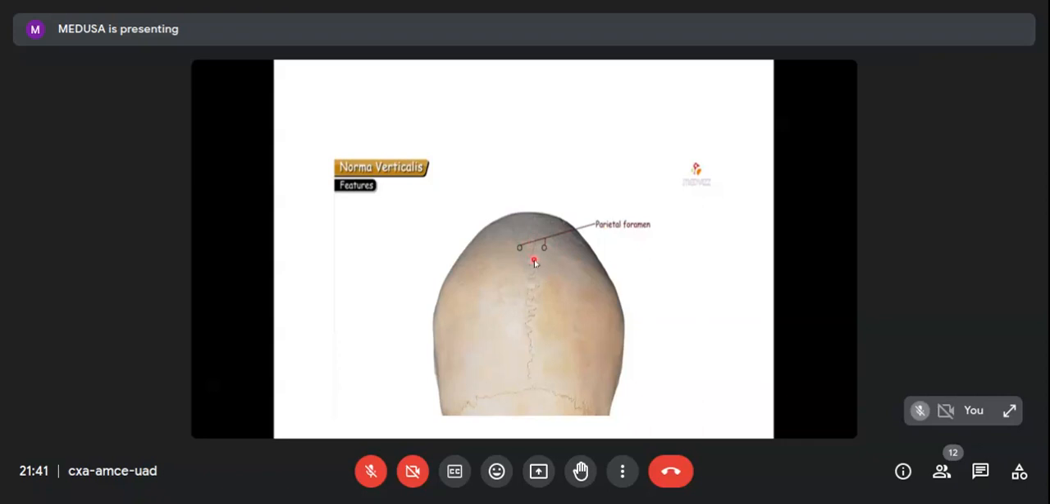Also just in the middle here, you can see that the sagittal suture is a bit straightened going backward, starting from somewhere here and reaching somewhere here. Hopefully you're able to see my cursor. The sagittal suture is a bit straightened.